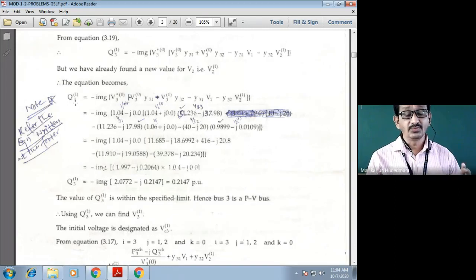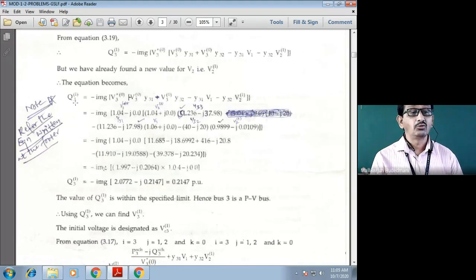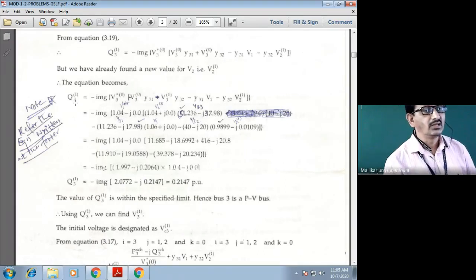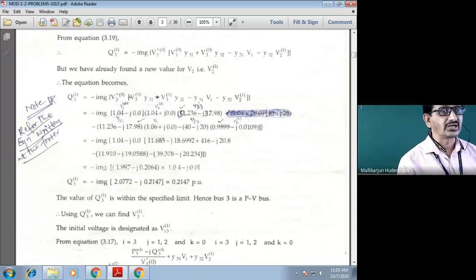If I calculate them and get the values of I31 and I32, and add them, that becomes current I3. Then if I use it with V3, I will get the complex power at bus 3, separate real and reactive power, and take only reactive power. That's one thing. Otherwise, you can see over here, I have just made some minus and plus corrections for the easiness. What is that?